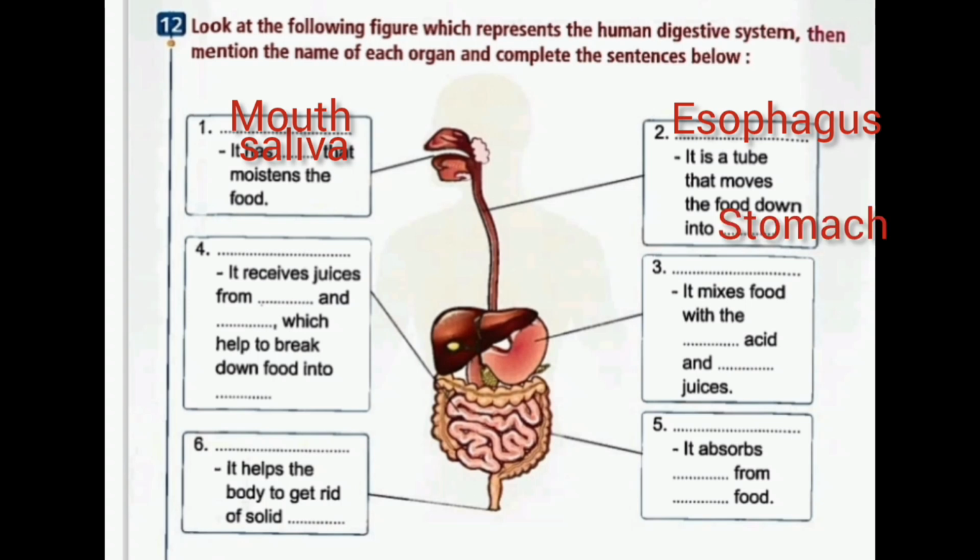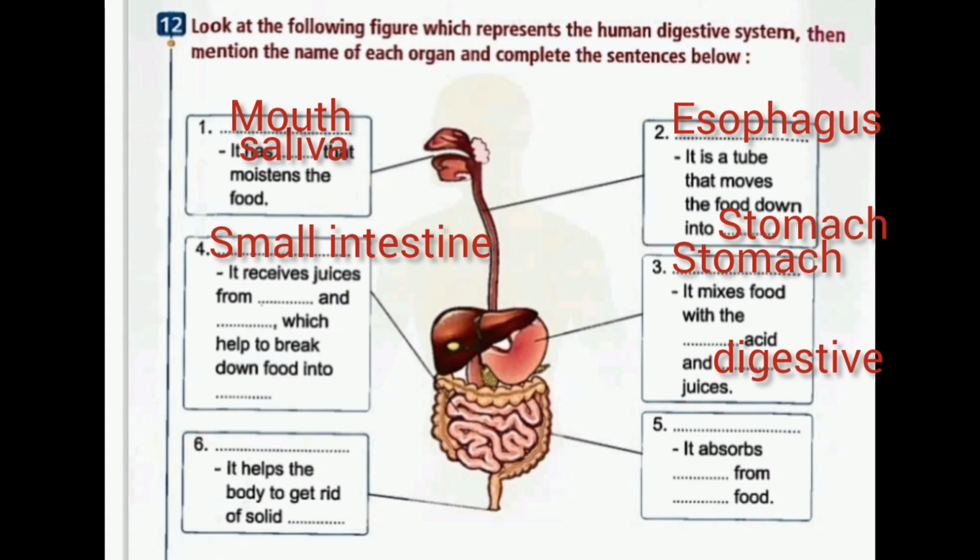Number 3. The organ is the stomach. It mixes food with stomach acid and digestive juices. Number 4. The organ is the small intestine. It receives the juices from the liver and pancreas, which help to break down food into nutrients.